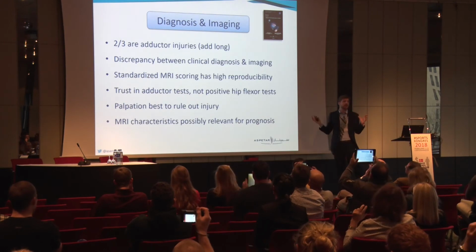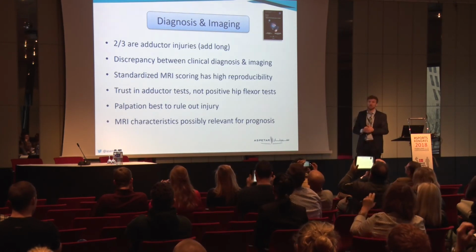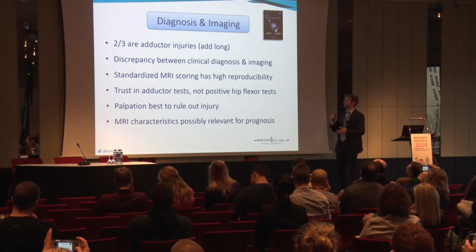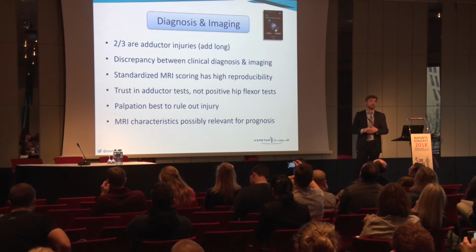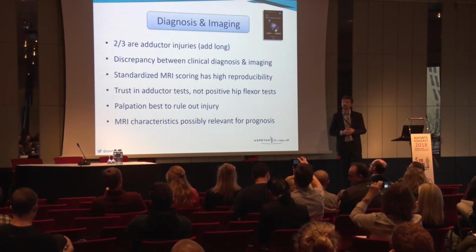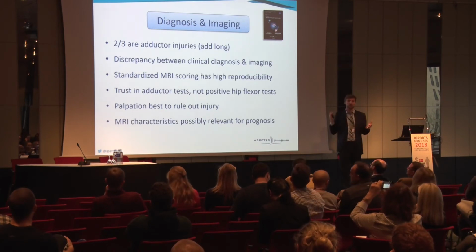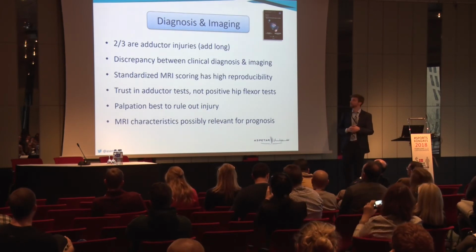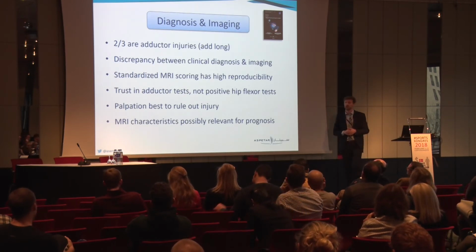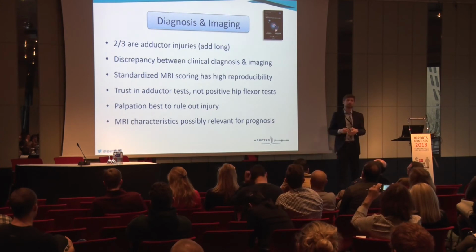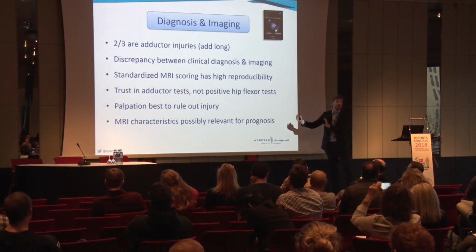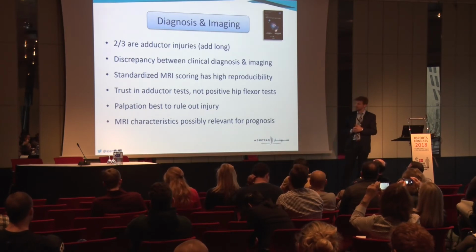So just to summarize the findings on the diagnosis and the imaging, we always have to focus more on the adductor injuries. Two thirds of all acute groin injuries will be in the adductors, and mainly the adductor longus. We have this discrepancy between the clinical examination and the imaging, where we know that the MRI scoring has high reproducibility, so we shouldn't be too concerned with that. Only the fact that there are a lot of imaging negative cases.